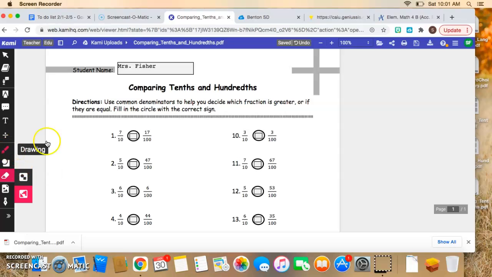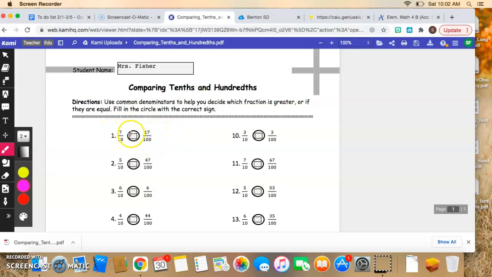Okay, so the first thing it says, use common denominators. Remember, the denominator is the bottom number of that fraction, to help you decide which fraction is greater, or if they're equal. Fill in the circle with the correct sign. So, greater than, less than, or equal to. Okay, so we have to start off by getting our denominators to be the same.